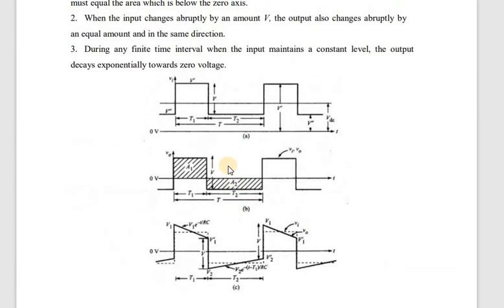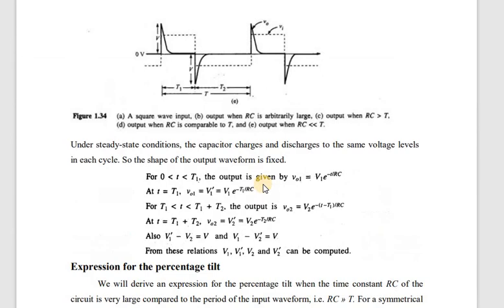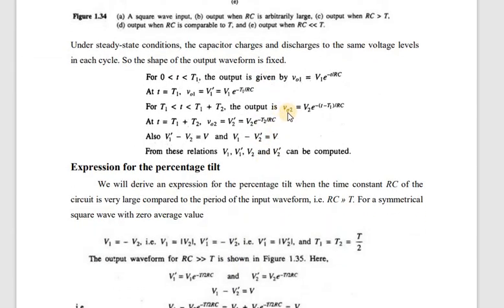For this complete condition, first we have taken this part, then from here to here we are taking the next part. So the complete output, considering this, is V0₂ = V2 e^(-(t - t1)/RC). Also V1' - V2 = V, and V1 - V2' = V.